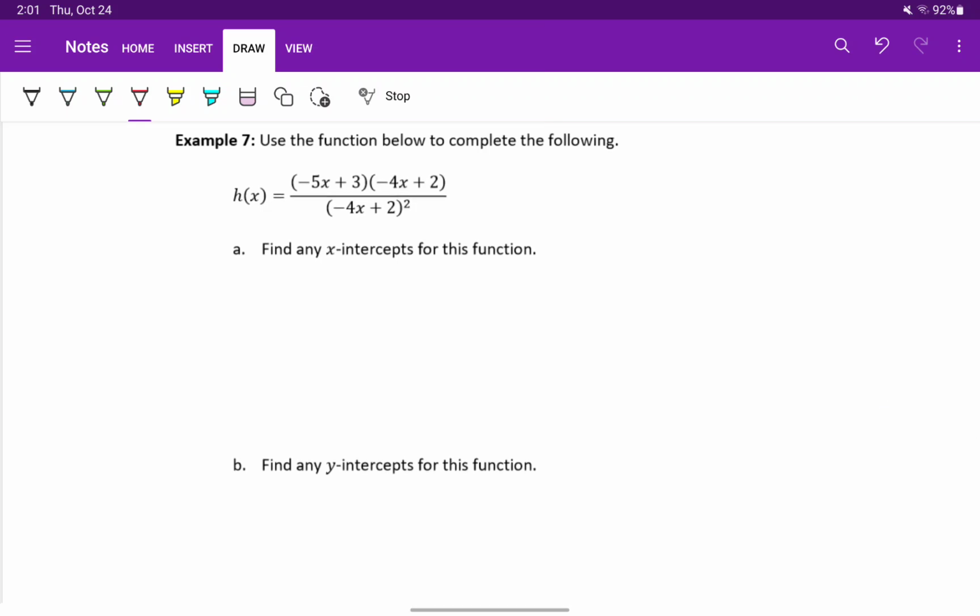In example 7, we'll again look at identifying any restricted values in our function. Since our denominator can't equal 0, that means that x cannot equal 1/2.